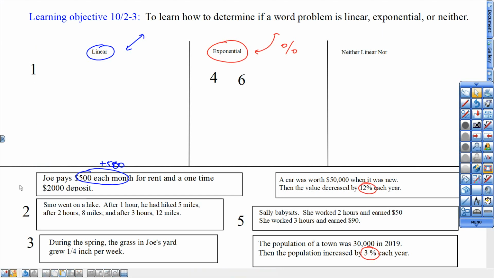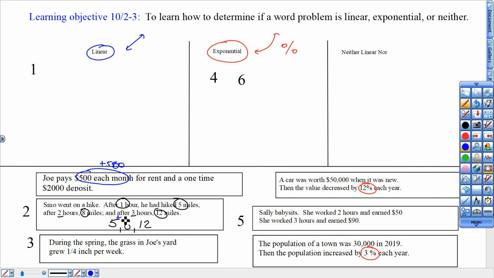All right, next couple, if I look at this next one here, I need to do a little bit of math. I got 1 hour, hiked 5 miles. So again, that's 5 is my first number. And then if I look at 2, I have 8. 8 is my second number. And then if I look at 3, I have 12. If those numbers are going up by the same amount each time, it's linear.